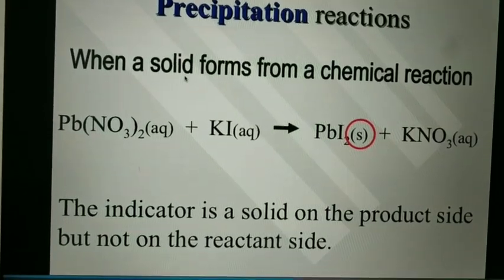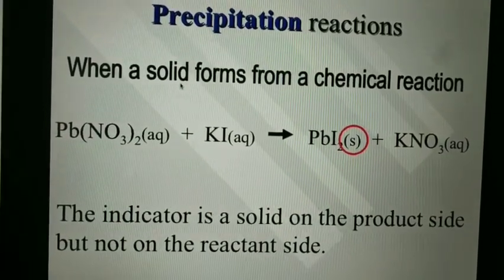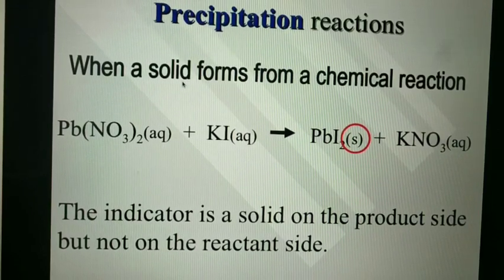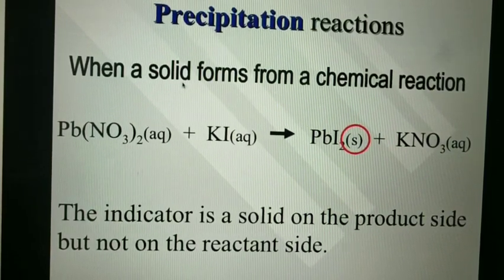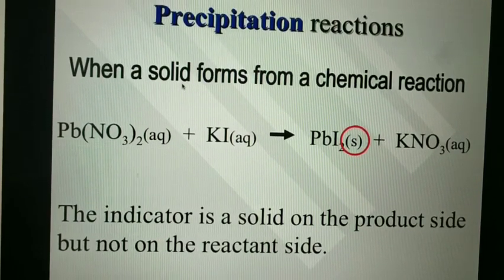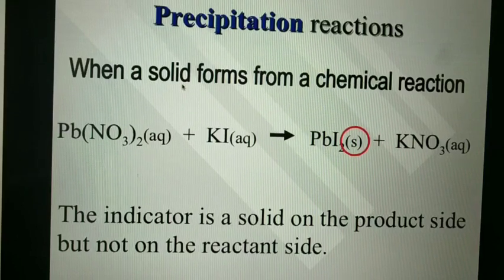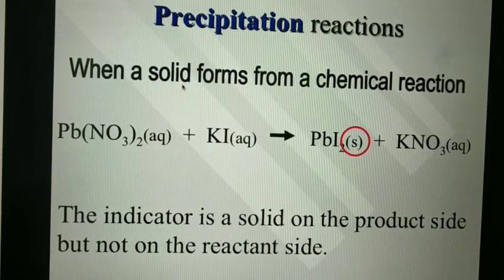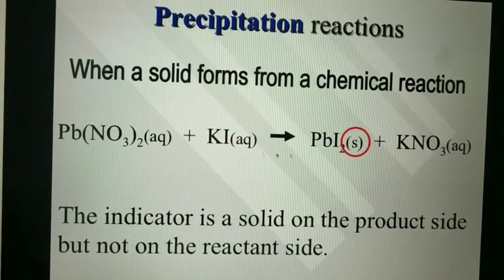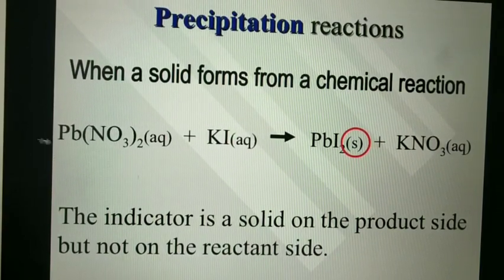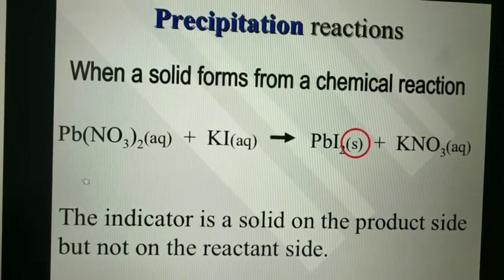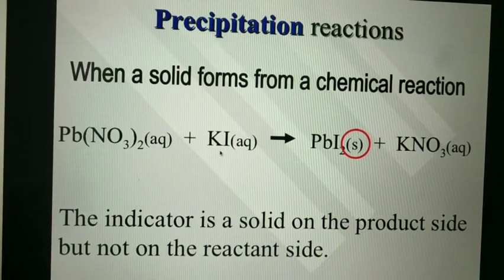Precipitate means any insoluble substance which is formed by taking two aqueous solutions in a test tube and mixing them. That insoluble substance is the precipitate. So it is a reaction in which one of the products formed is an insoluble substance. One reaction is given when a solid forms from a chemical reaction. Two aqueous solutions are there: one is lead nitrate and another one is potassium iodide.